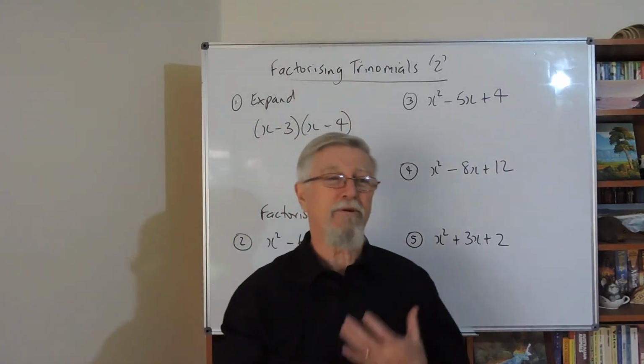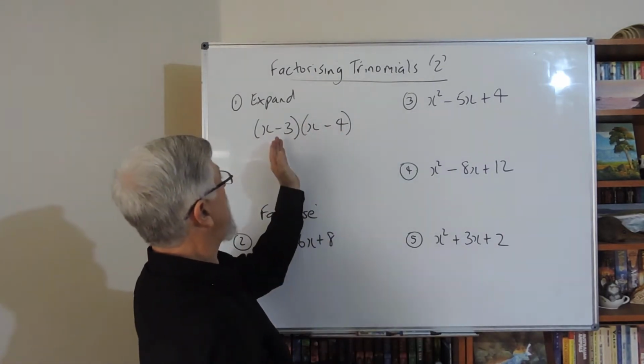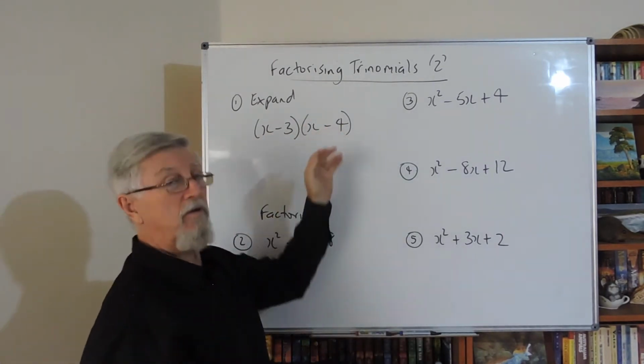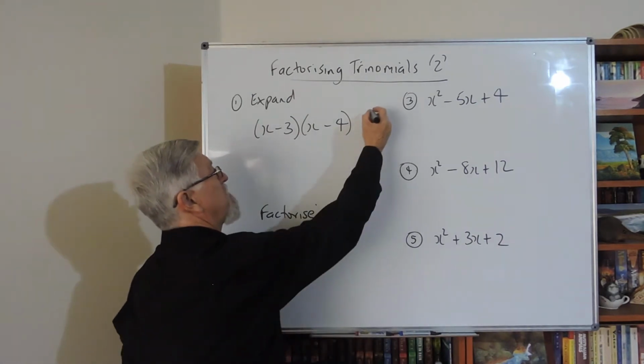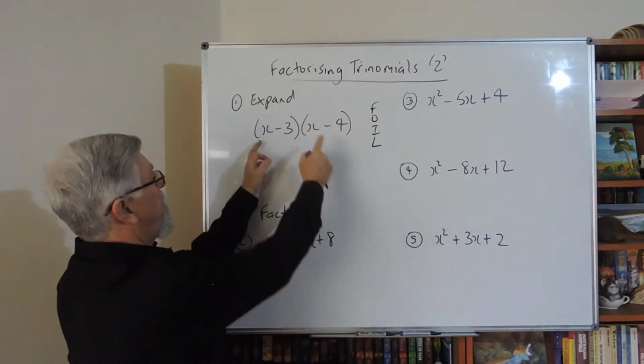Welcome back. In the previous video I looked at when everything was positive. Let's have a look what's happening here. We've got a negative there and we've got a negative there. Some teachers teach the FOIL method. That's when you use the first from each bracket.